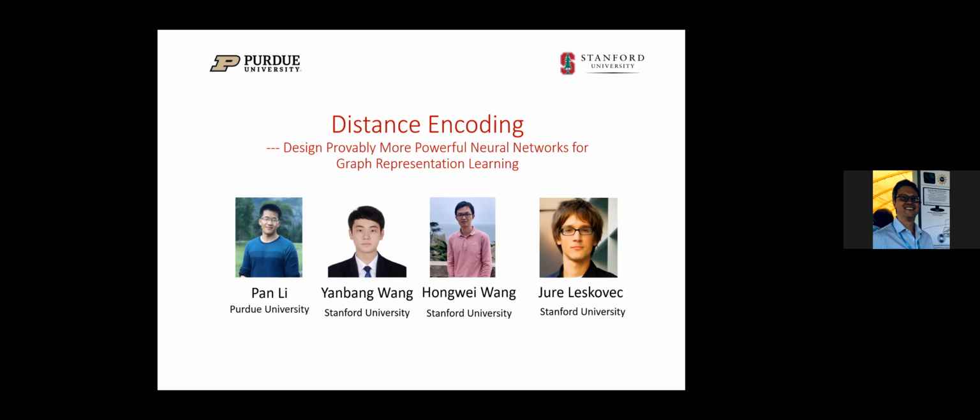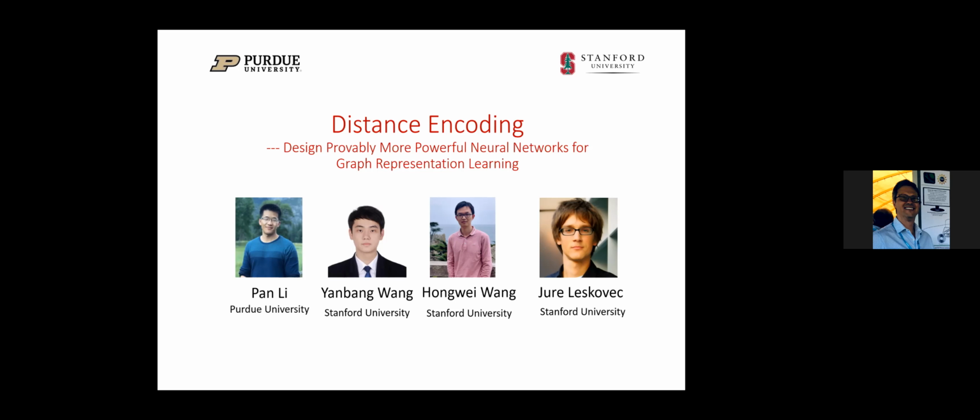So today we will introduce a technique termed distance encoding, which is extremely simple but effective to improve the power of graph neural networks for graph representation learning. We will provide both theoretical demonstration and empirical evaluation of the effectiveness of this method. This is a joint work with Yanbang, Hongwei, and Yuri.